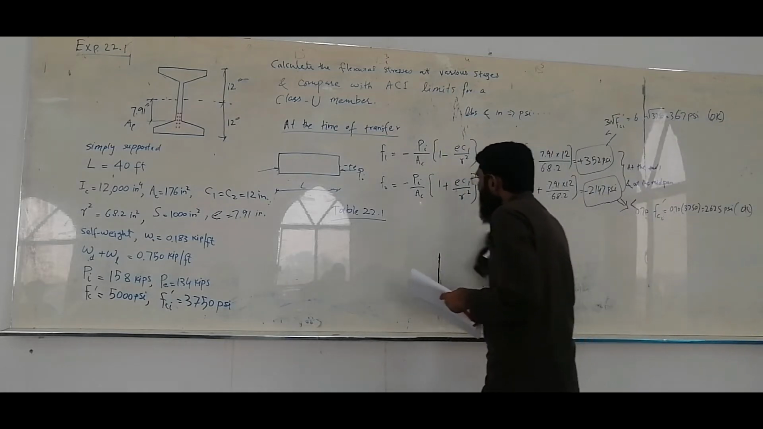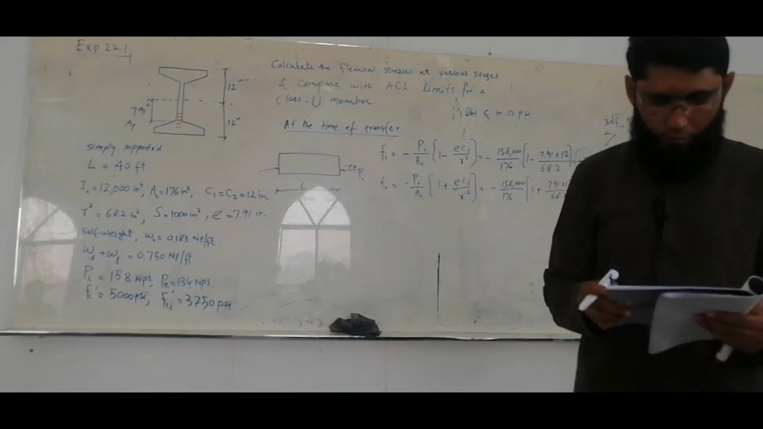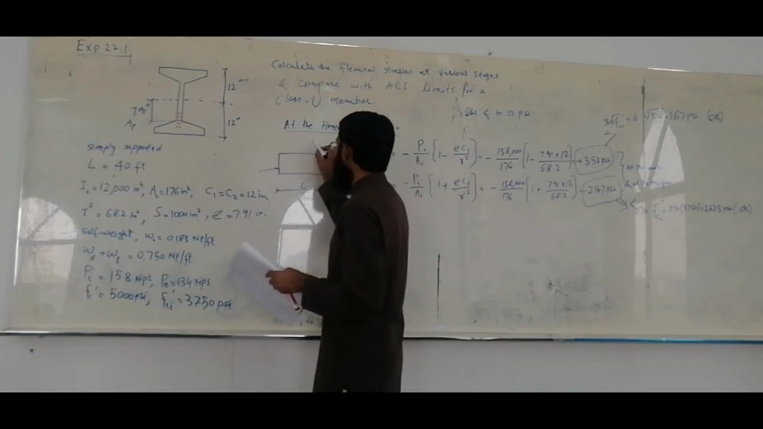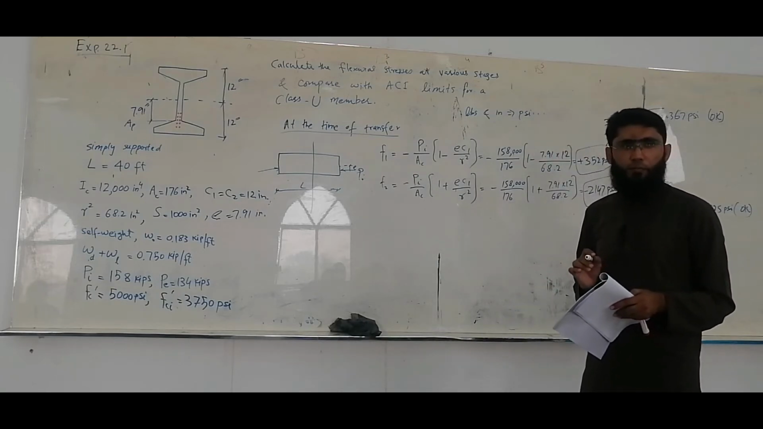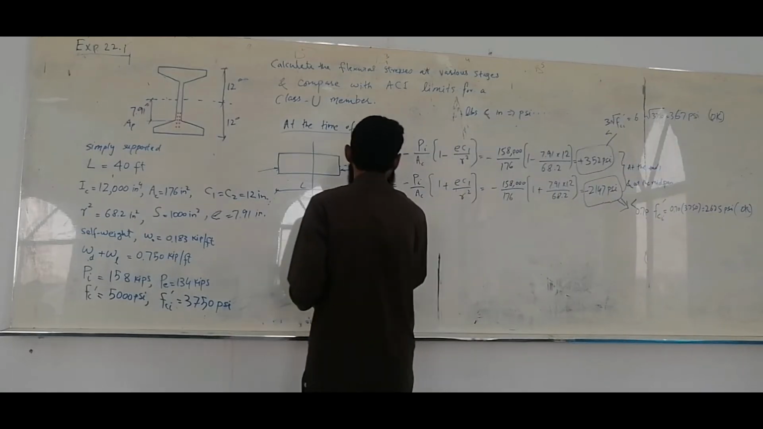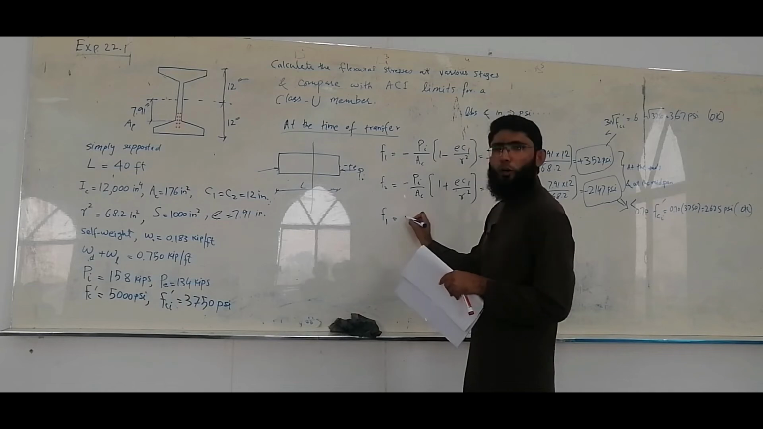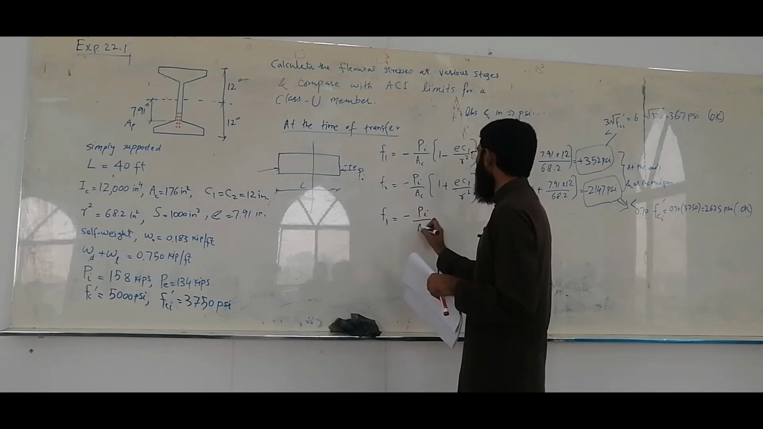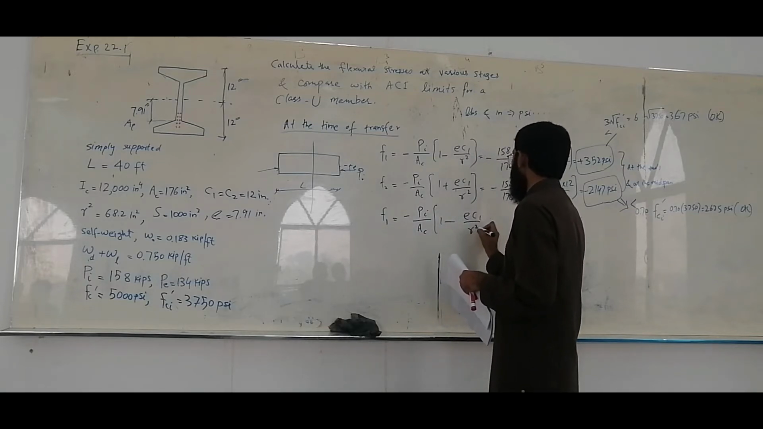Now, at the midspan, we will have to consider the self weight as well. So again, we need to check f1. So I'm going to write the whole expression instead of writing the simple answer. So I'm going to write minus Pi over Ac times 1 minus e c1 over r square.